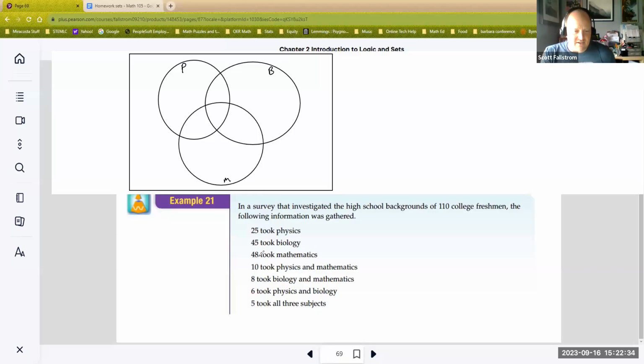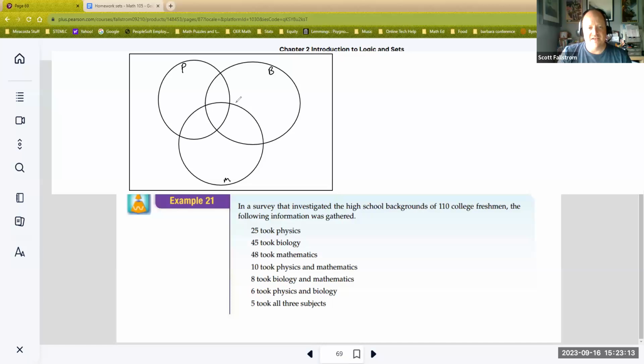Okay. Now, it's so easy to get kind of hung up on some of these. When it says 25 took physics, you could be thinking, 25 right here. But be really, really careful. If you put 25 right there, you're saying that these are 0. So what you're saying is that there's 25 that took physics, and nobody took physics and biology, and nobody took physics and math. So you want to be really careful. I would encourage you not to put down those big pieces yet. This would be the total for everything in biology, the total for everything in math. Right? So let's hold on. Let's see what else we have here.